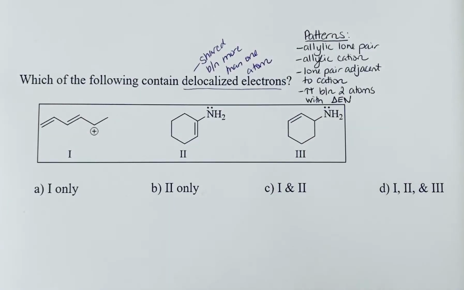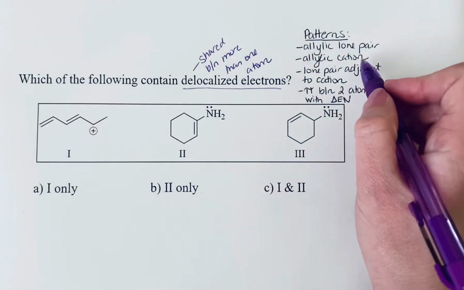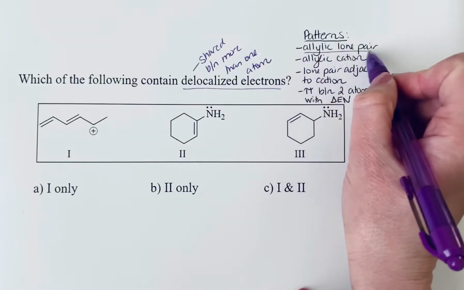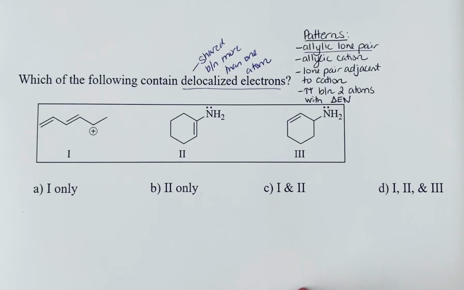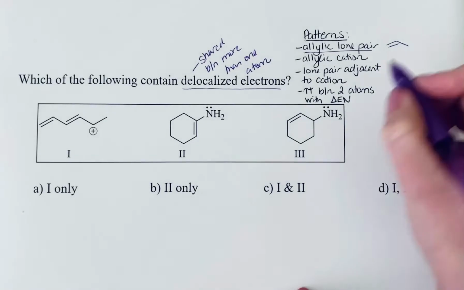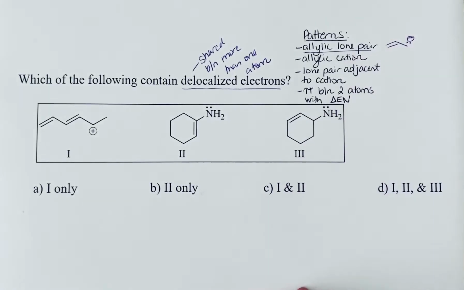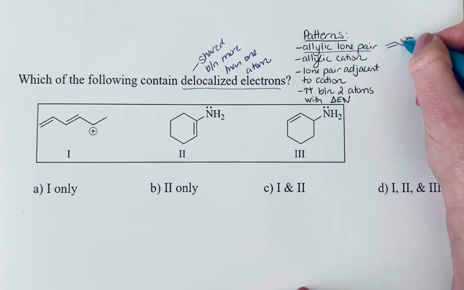So that means that we can draw some valid resonance structures that involve moving those electrons around. It is handy to know some patterns that we typically see when looking for resonance structures. So one thing that we can see is an allylic lone pair. Allylic is the position that is adjacent to an alkene. So this, for example, would be an allylic lone pair where you can have some resonance.